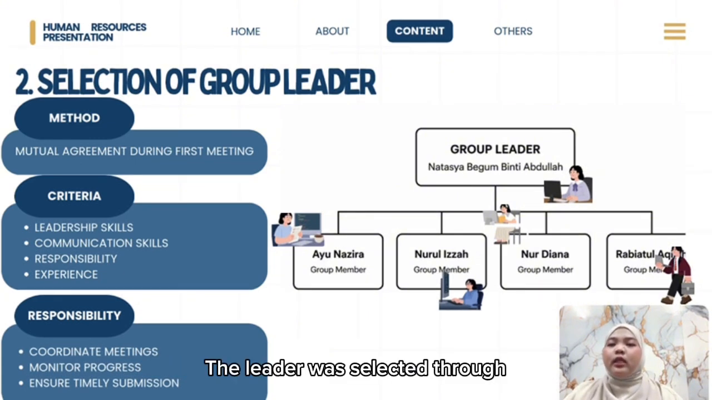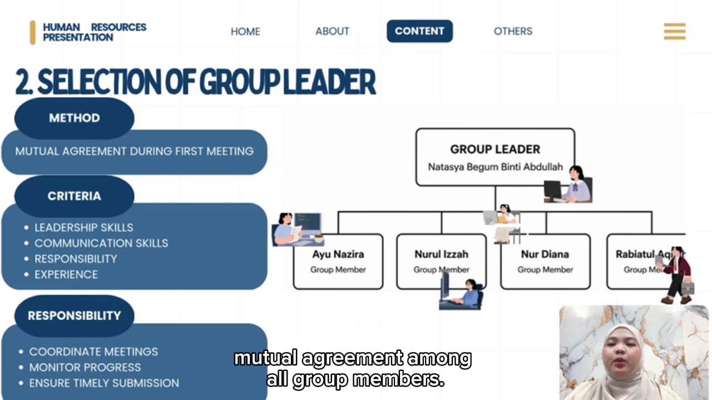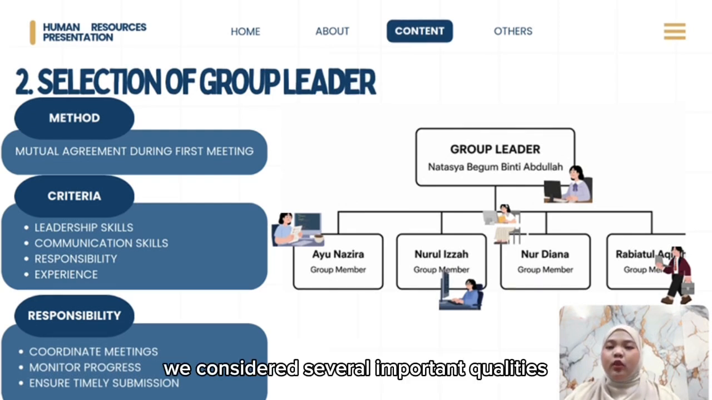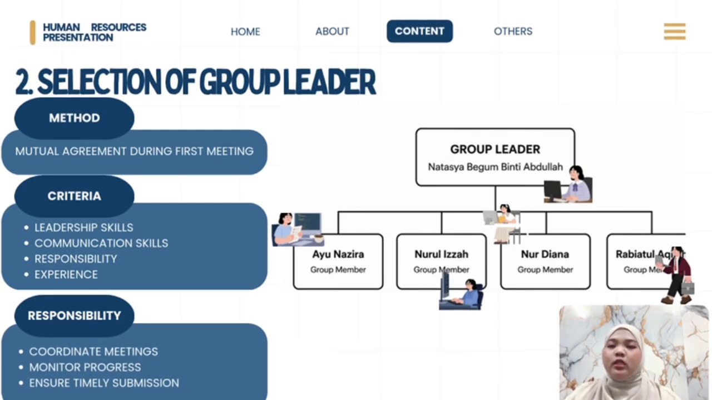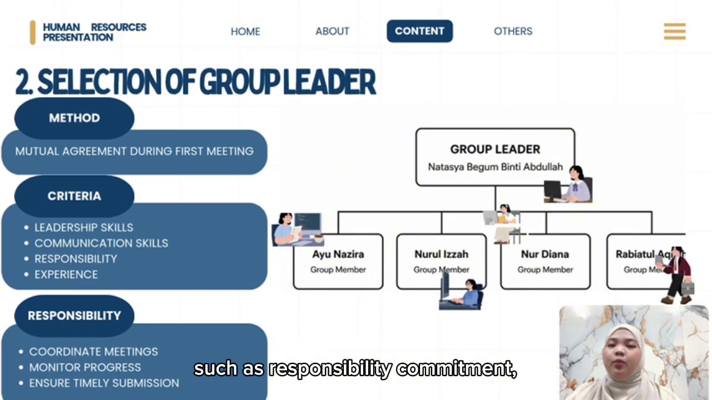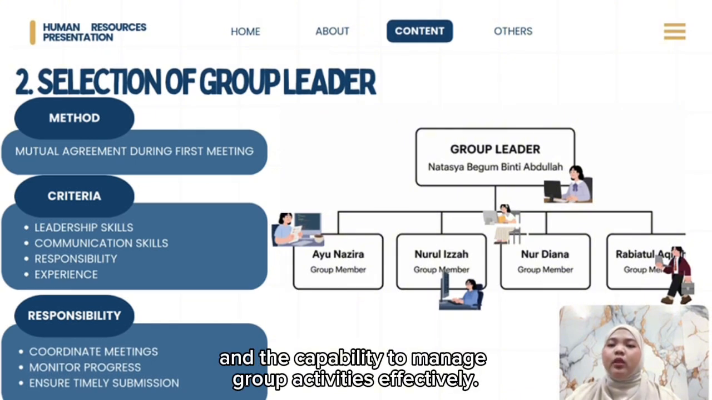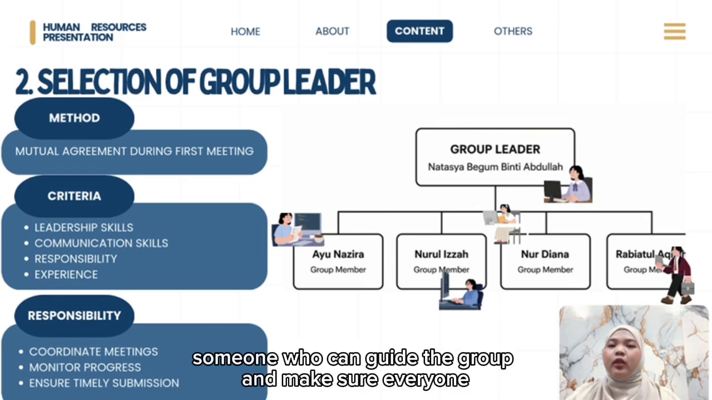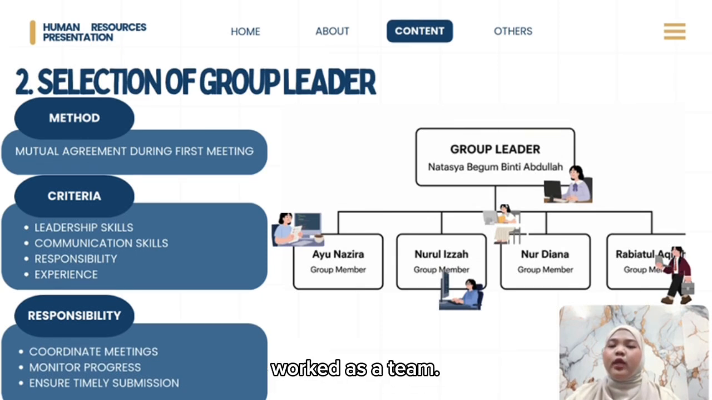The leader was selected through mutual agreement among all group members. During our discussion, we considered several important qualities such as responsibility, commitment, communication skills, leadership ability, and the capability to manage group activities effectively. We wanted someone who can guide the group and make sure everyone worked as a team.